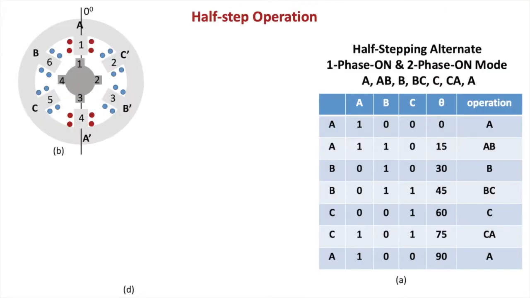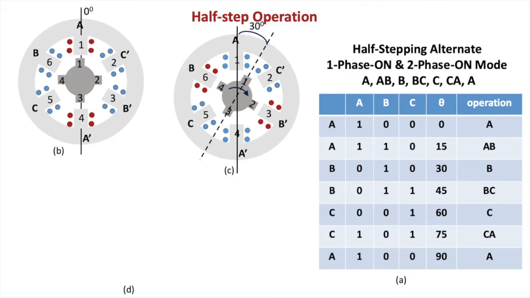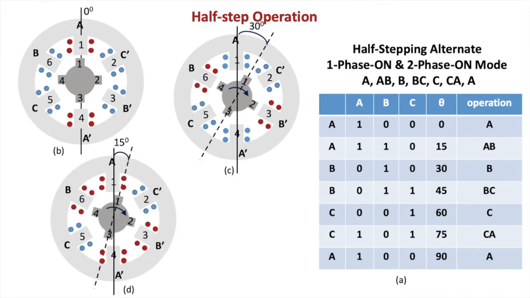Now what is the half step operation? Half step operation is when we energize one coil at one time and two coils at another time. Over here in condition 1, it is 0 degree rotation and you have got phase A energized, because only phase A is 1, the remaining are 0, and in operation it is only phase A, so poles 1 and 3 will be aligned with the stator poles.